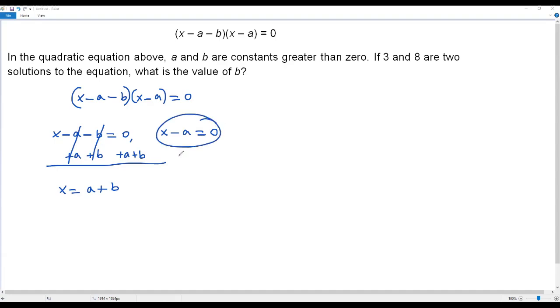Now let's solve this equation for x. For that, I have to add a to both sides. When I do so, the negative a and positive a cancel out. I'm getting x equals a. Solving the given equation, I got two values for x. One is a + b, and the other one is a.